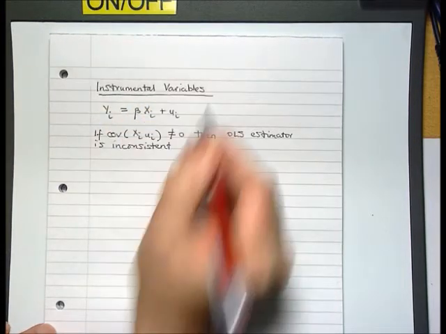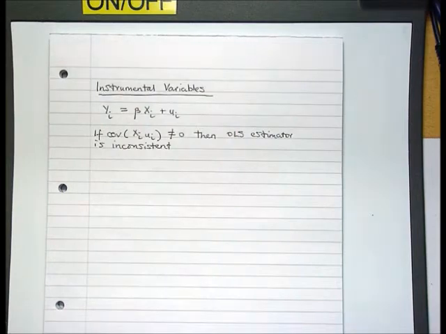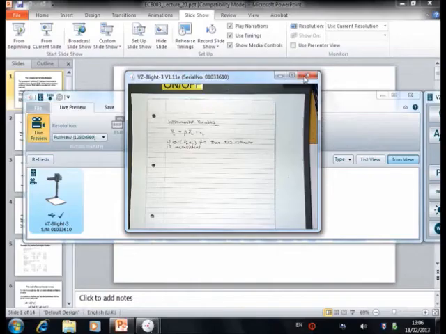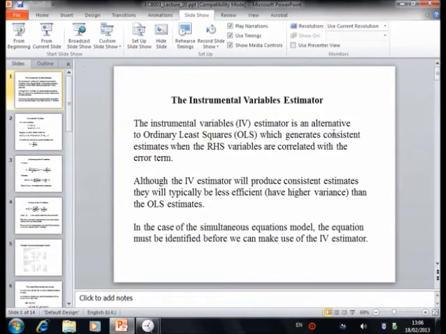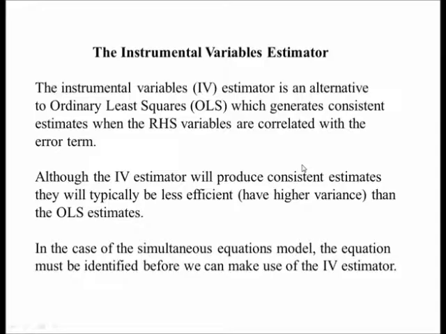Well, the answer I'm going to suggest to you today is an alternative estimator known as the instrumental variable estimator. And this simplifies things drastically. It leads to a much simpler estimation than indirect least squares, and it solves the problem of the multiple solutions. I'll tell you how it solves the problem of multiple solutions in a little while. Well, let's go on to the slides now.